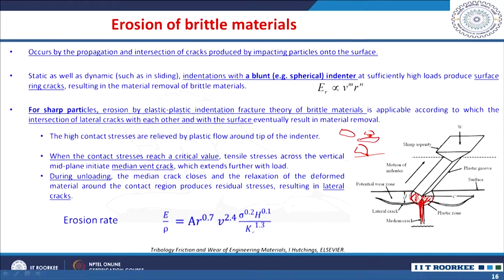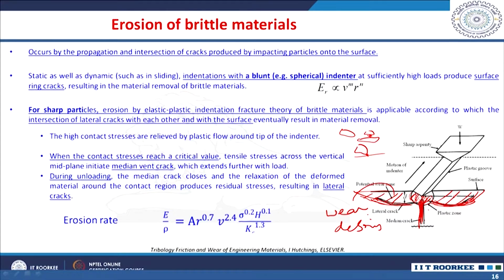So, while rolling of this erodent particle or while going away from the contacts of this erodent particle, what happens, that is unloading happens. During this unloading the median crack is closed and the relaxation of the deformed material around the contact region produces residual stresses, that result in a lateral crack. When this lateral crack propagates further and reaches the free surface, this material is removed, and this material is nothing but the wear particle or wear debris.